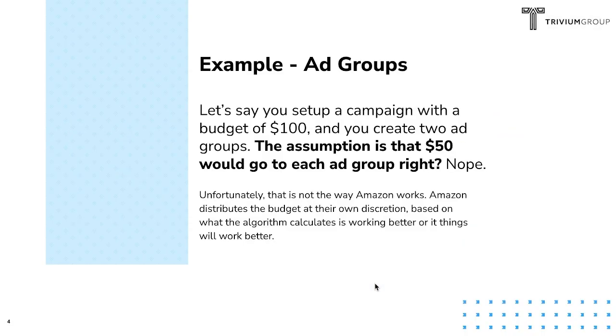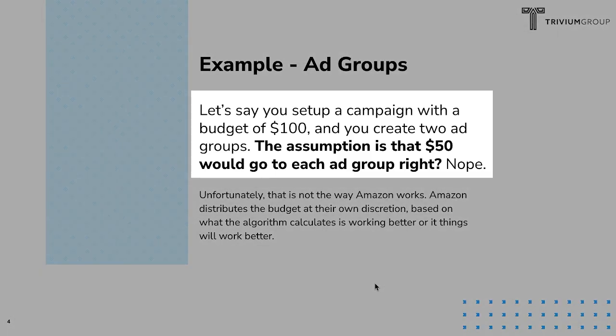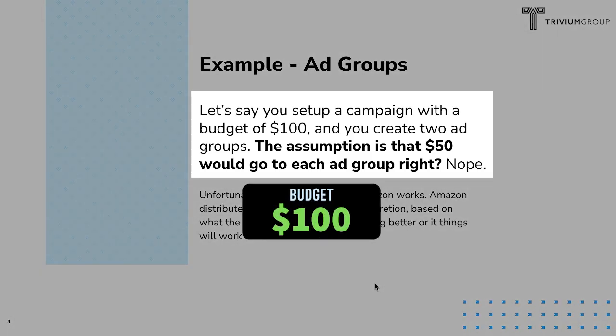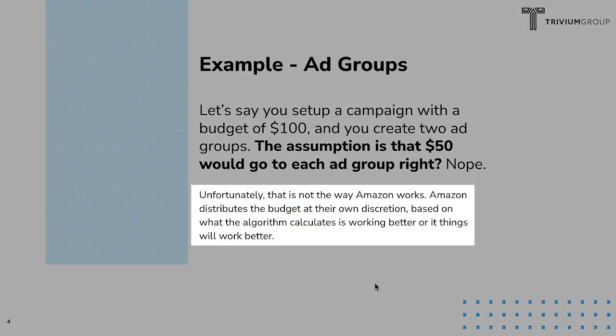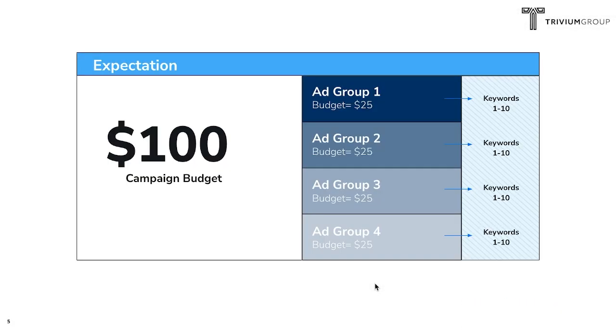So let's take a deeper look at that example when it comes to different ad groups. Let's say you set up a campaign, $100 a day is the minimum I suggest that you create campaigns for. And the assumption might be, if you're brand new, $50 is going to be spent in each one of those ad groups. Unfortunately, that's not the way Amazon works. Amazon's going to distribute that budget however they want at their own discretion, based on whatever the algorithm calculates is going to work better, what keywords are going to work better in one ad group versus another.